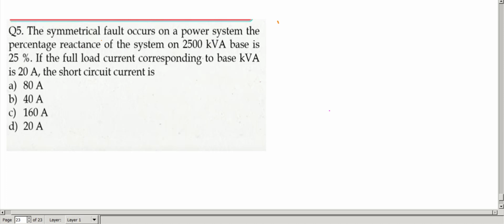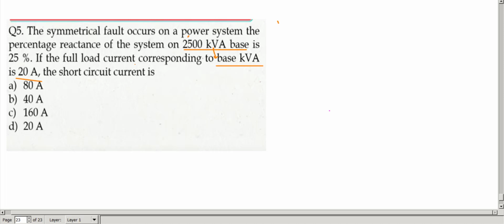The percentage reactance of the system on a 2500 kVA base is 25%. The full load current corresponding to the base kVA is 20 amperes. What is the short circuit current?